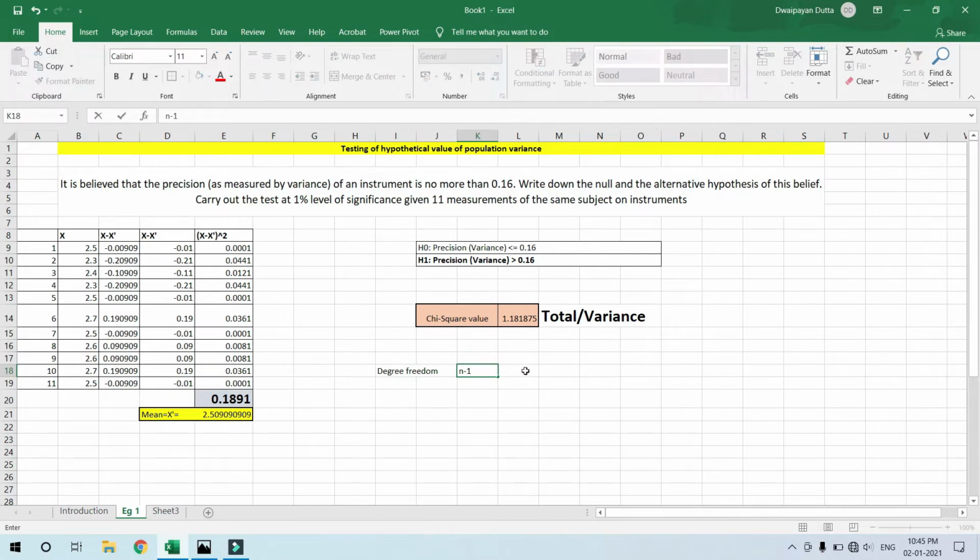What is the value of n? It is 11 minus 1. What is n? It is 12. Sorry, it's 11, Jan. It's taking the date. Actually, it will be 11 minus 1. So it's 10. So the value of 10, here is a chi-square.